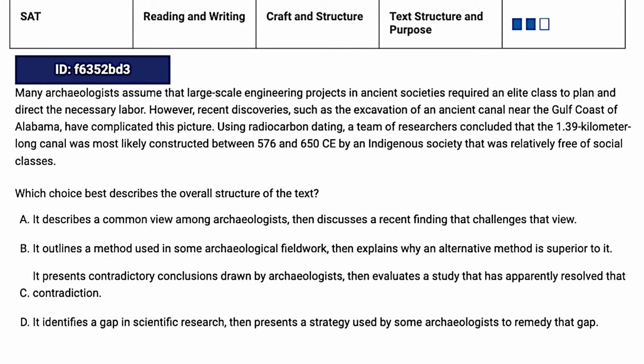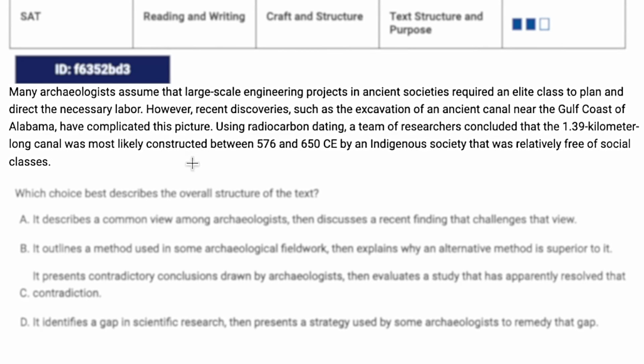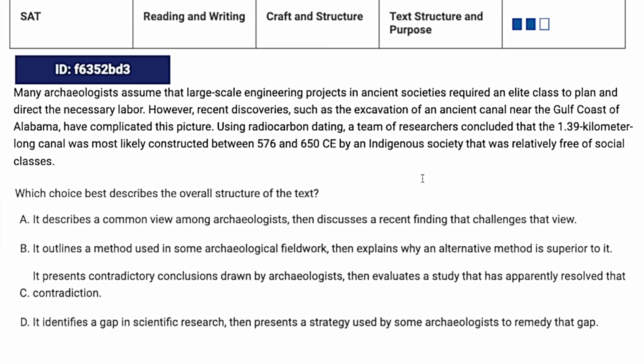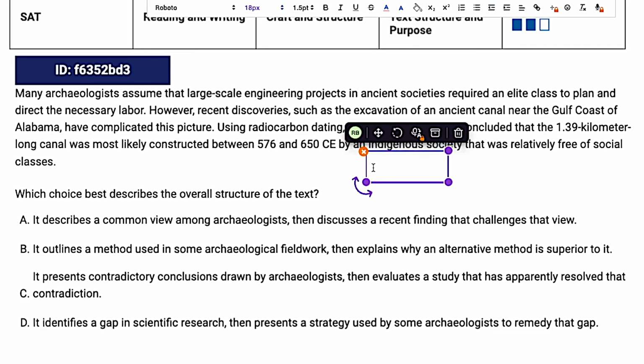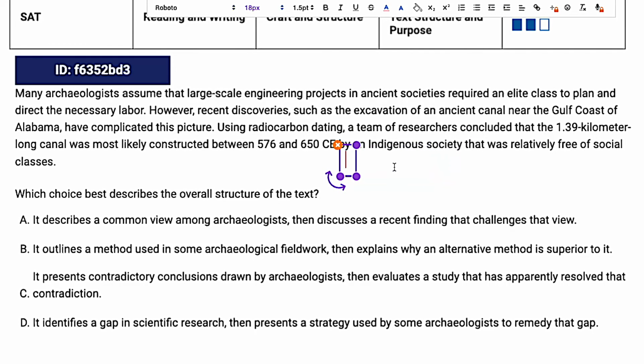All right, let's try a medium one. Pause the video, try it on your own first. Many archaeologists assume that large-scale engineering projects in ancient societies required an elite class to plan and direct the necessary labor. All right, first section already. And you can definitely start to clarify as you go, since we're looking for different sections. The first sentence is usually a pretty good candidate for the first section.